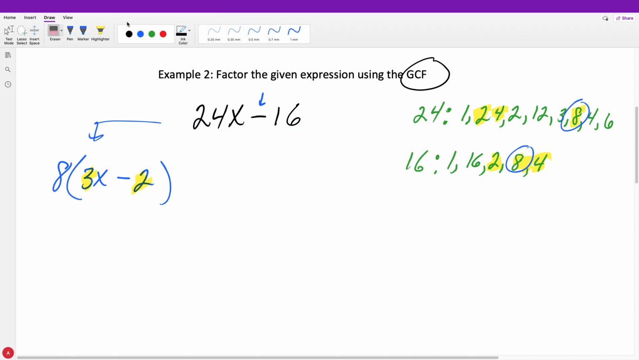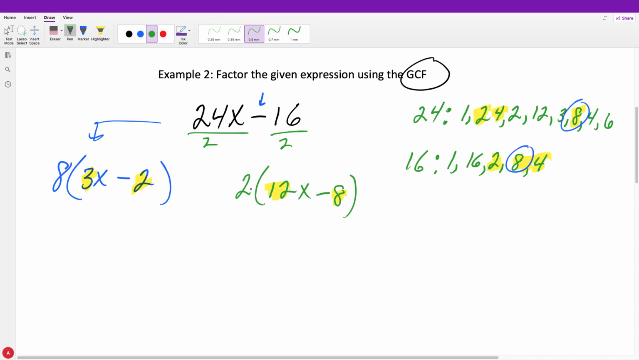Well, let's just say I said, okay, well, they're both even, so I'm going to take out a 2. So if I were to rewrite this as 2 times, and I divide each side by 2, I get 12x minus 8. Well, you see here, both of these numbers are even, and we can still keep going. So maybe you want to say, okay, I'll take out another 2.